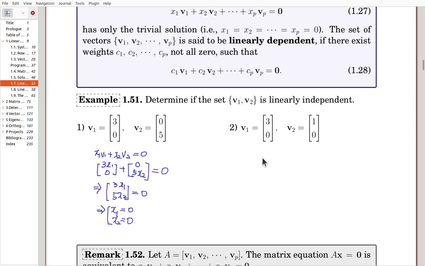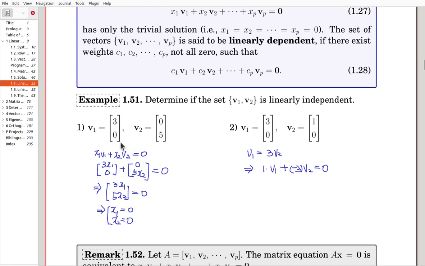Now, how about this one? For that one, we can see easily v1 is the same as 3 times v2. It can be written this way: 1 times v1 plus minus 3 times v2 equals 0. So we have here a non-trivial solution, 1 and minus 3. That is, C1, C2 are 1 and minus 3 respectively, and the combination is 0. So it is linearly dependent.